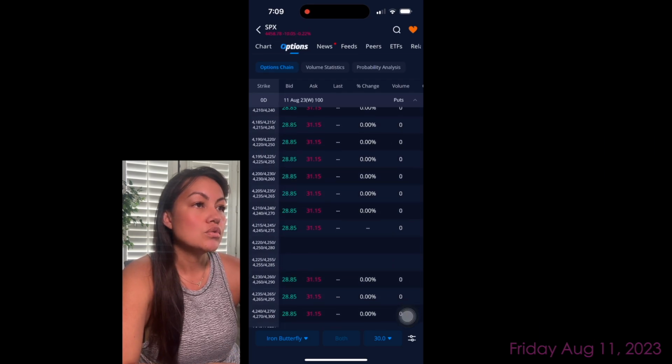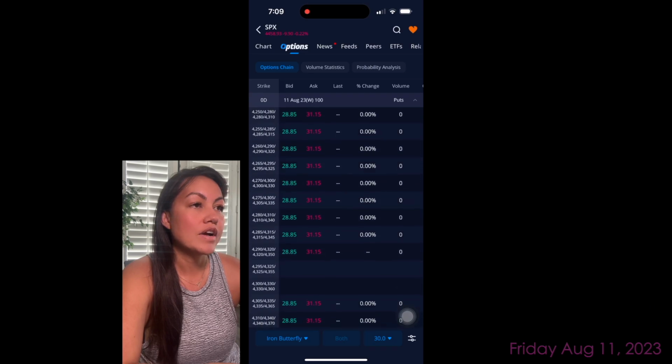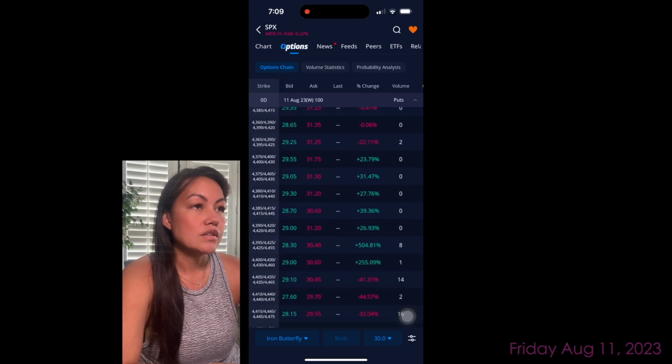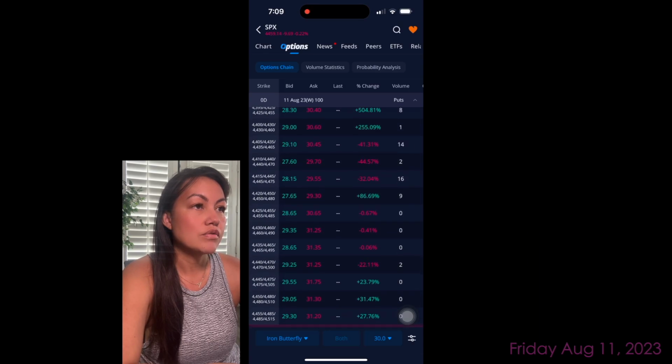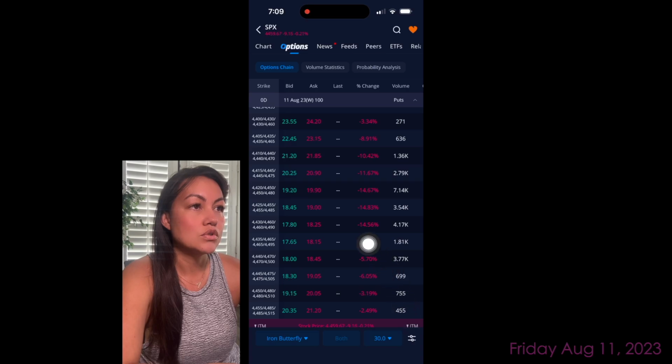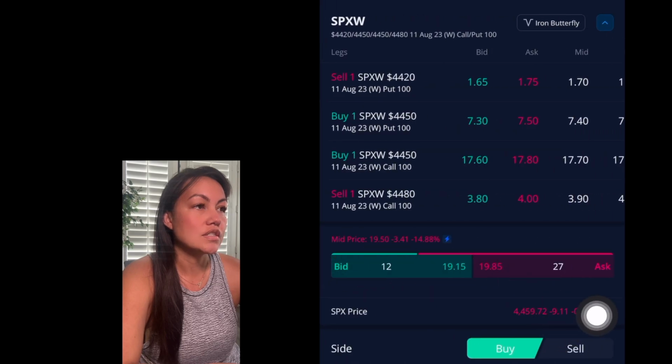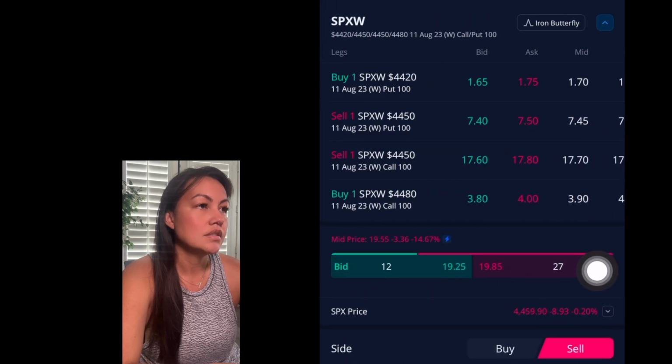And I'm going to choose the short strike 4550. The market's trading at 4558, by the way. So on the left-hand side, I'm looking for 4550 as the middle two strikes. So I'm going to select that. And then I'm going to change the side to the sell side. And I'm just going to be patient here a little bit.